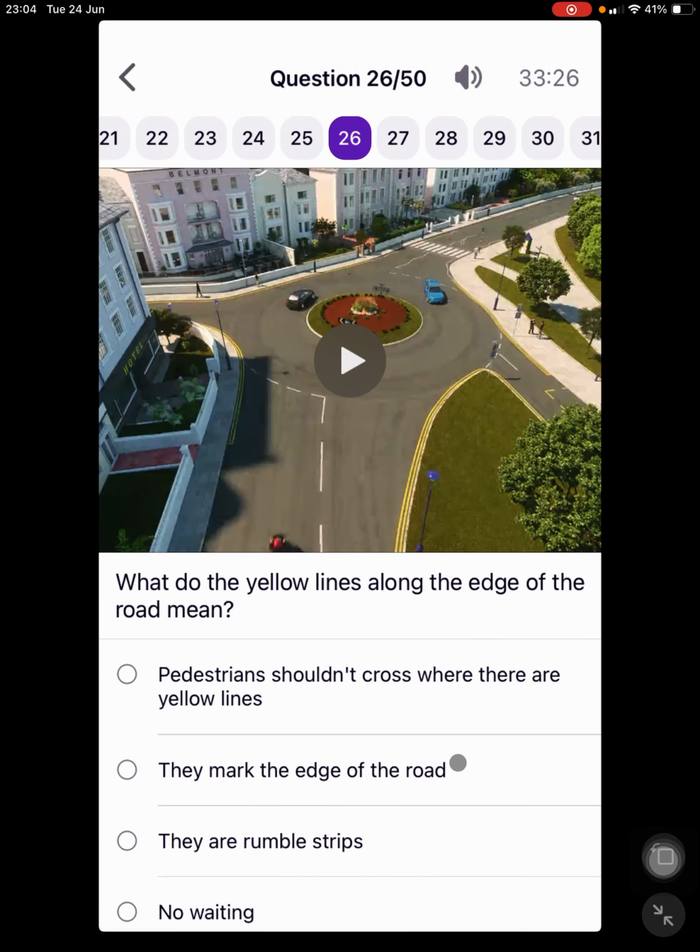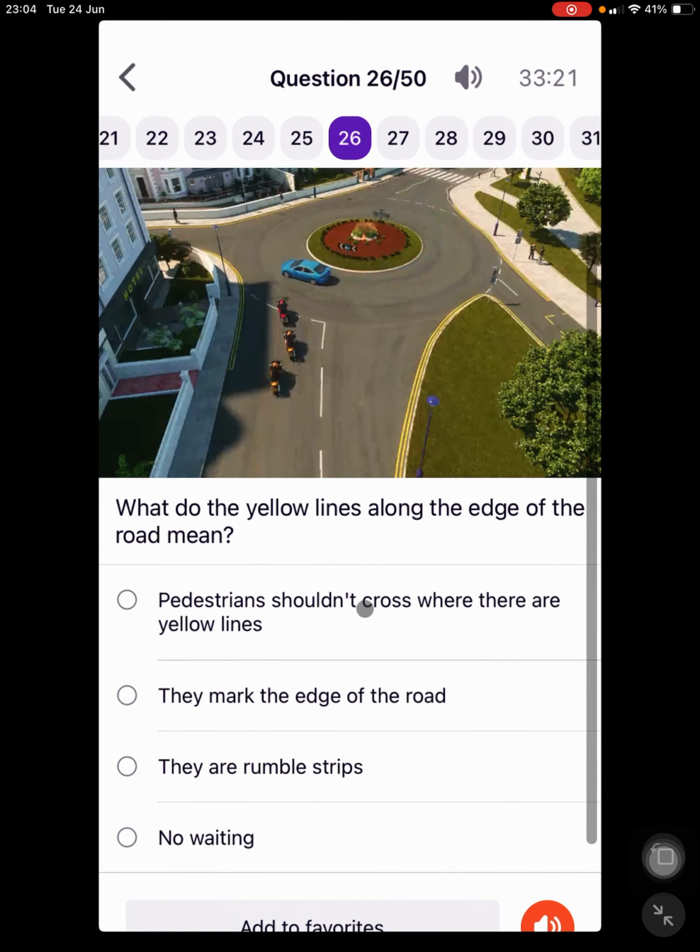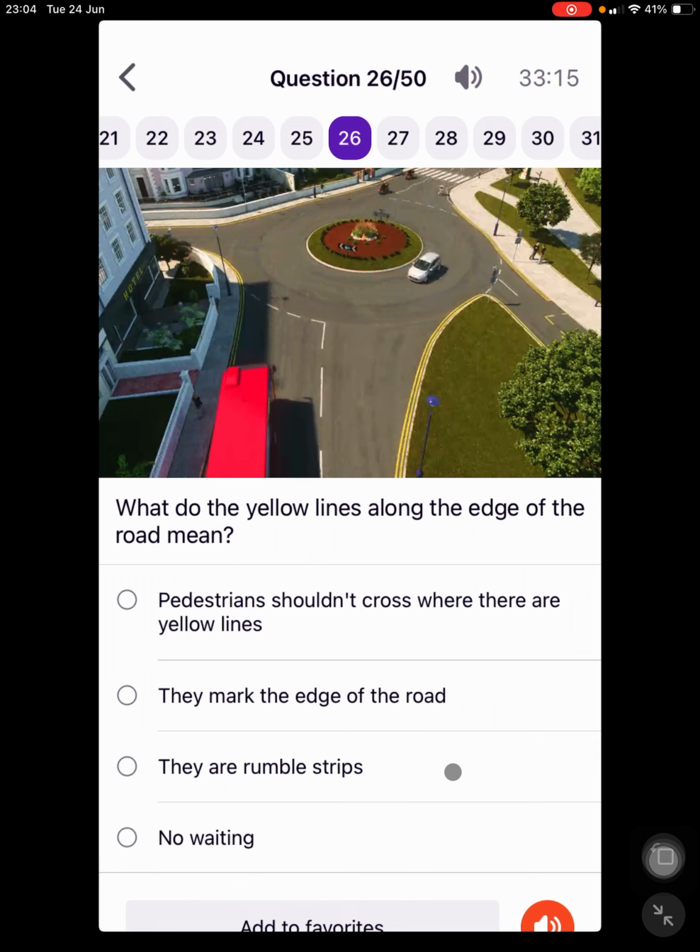What do the yellow lines along the edge of the road mean? Pedestrians shouldn't cross where there are yellow lines. They mark the edge of the road. They are rumble strips. No waiting.